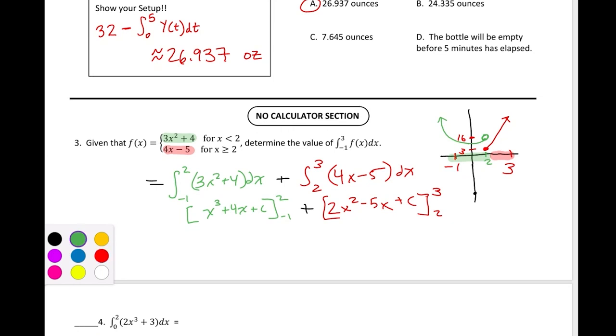Now I'm going to substitute in 2 and negative 1, subtract those for that first piece, and do a very similar thing with that second piece. So for the first piece, if I substitute in 2, I'm going to get 8 plus 8 minus, if I substitute in negative 1, I'll get negative 1 minus 4.